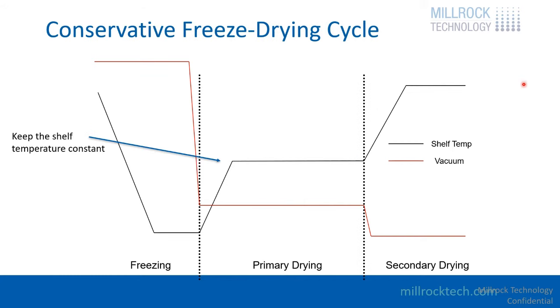This is a conservative cycle. You freeze the product, bring the shelf temperature up to a level that it can maintain during the entire process until secondary drying is required. This is going to be very consistent every time you run it, and it's going to give you a process that's repeatable and robust and very friendly to the product.